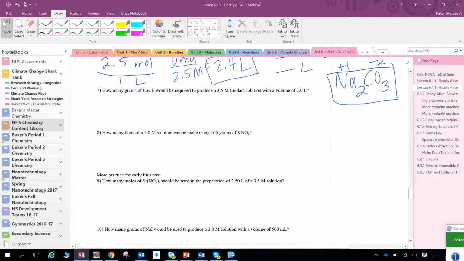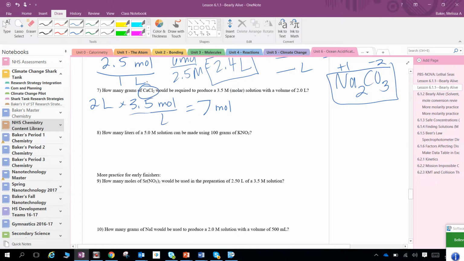What about number 7? You want to make 2 liters, and you want this solution to be 3.5 moles per liter. So let's figure out how many moles you're going to need. So you're going to need, let's see here, 2 liters times 3.5. That makes 7 moles.